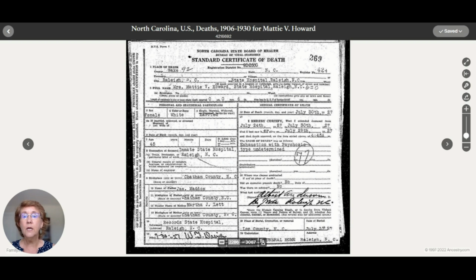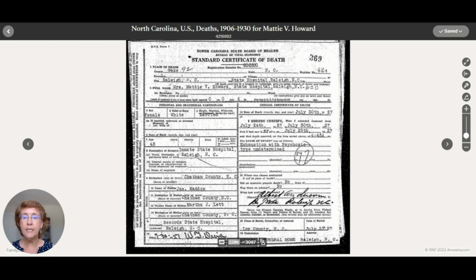She was quite young. Her occupation, she was an inmate at the state hospital. So that's an unfortunate term that they use, but she was a patient there. They did say that she was born in Chatham County, which was consistent with what I knew, and it lists her parents, James Maddox, who was born in Chatham County, and Martha J. Lett, who was also born there.